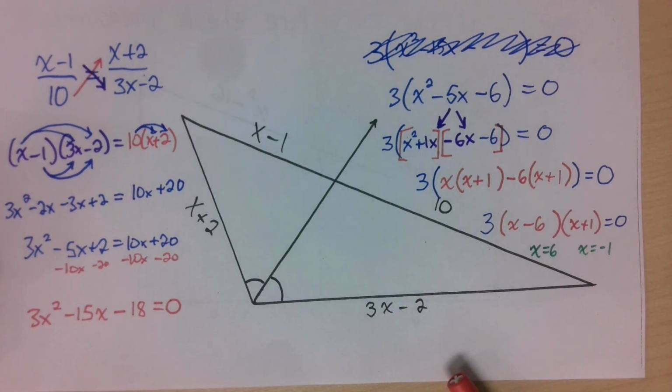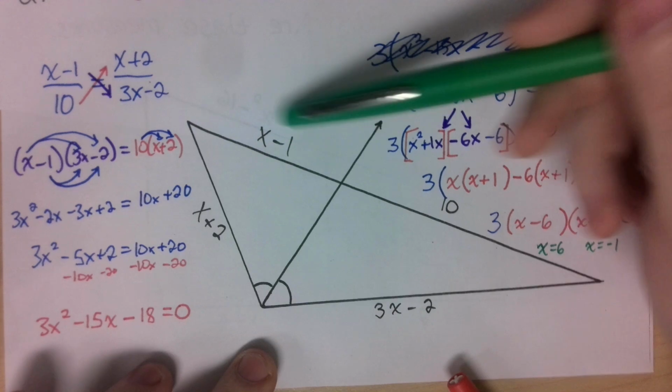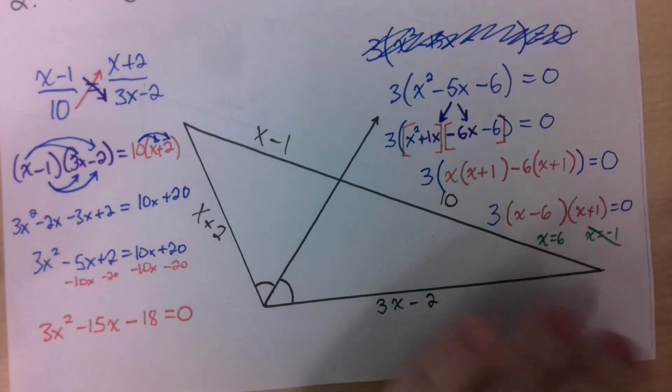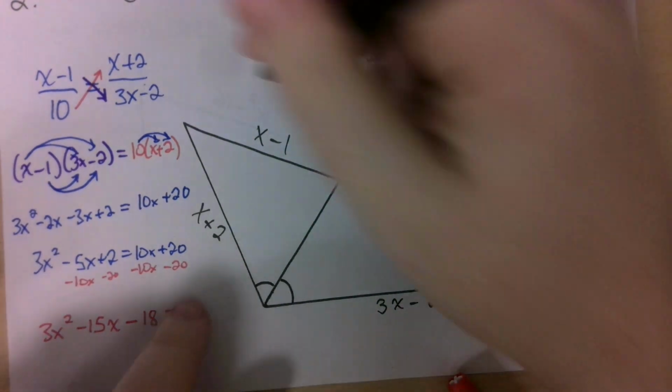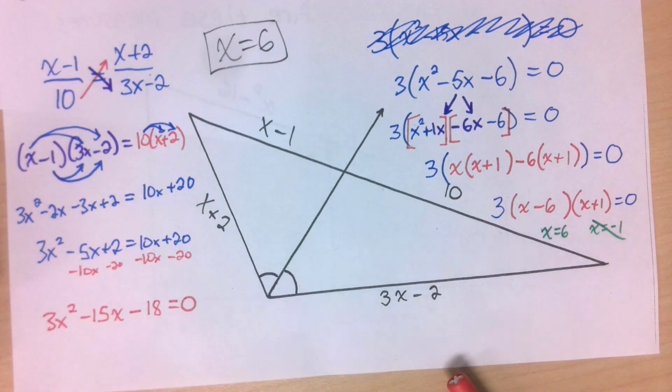Again, we ask, do these numbers make sense? And in this case, negative 1 does not make sense. I don't want a side length that's negative 2 long. So our answer is just going to be x equals 6. Very nice.